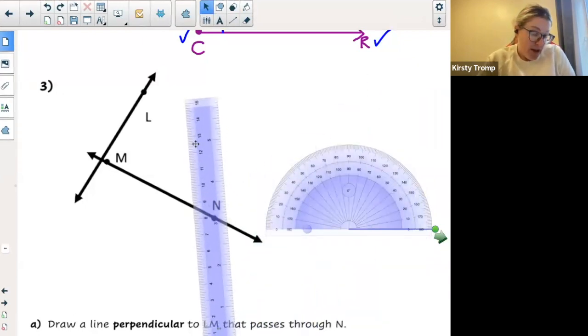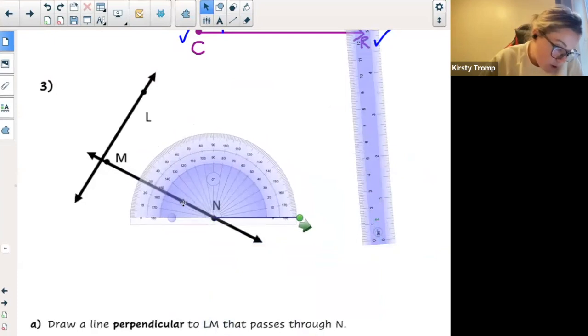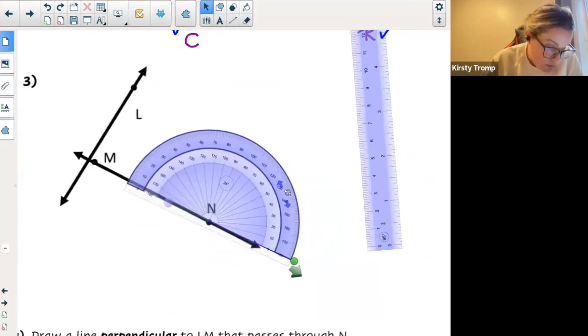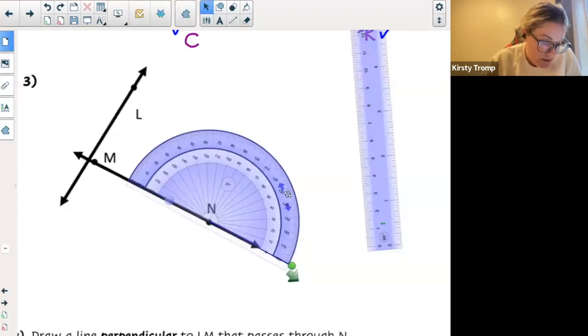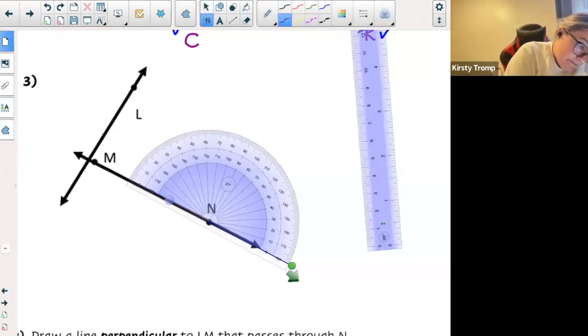Okay, so I'm going to take my protractor, would be a good place to start. I'm going to place my protractor on N. I'm going to make my screen a bit bigger for you guys so you can see what I'm doing. I'm placing my protractor on N, and I'm moving it so that it's sitting on that baseline. The word perpendicular means 90 degrees, guys. It's very important that you remember perpendicular, parallel. Perpendicular means 90 degrees.